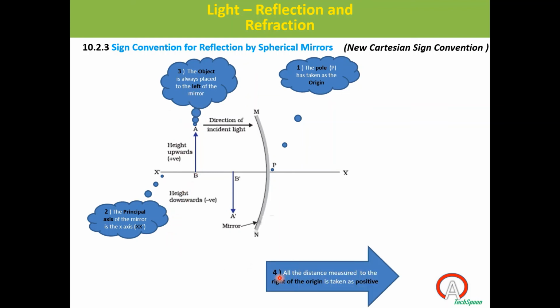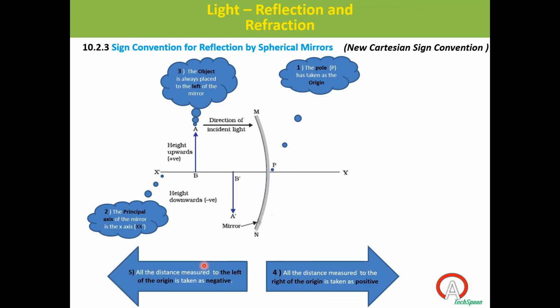Fourth point. All the distance measured to the right of the origin is taken as positive. All the distance to the left of the origin is taken as negative. Here the origin we are taking as the pole.